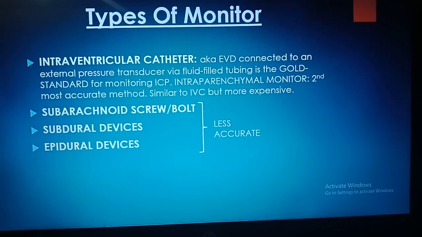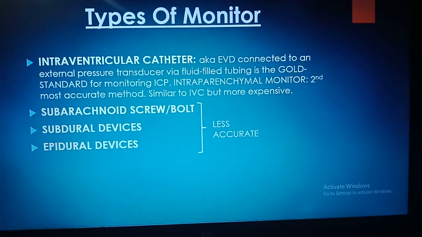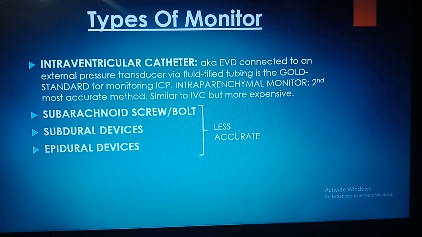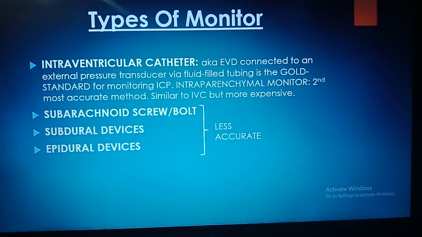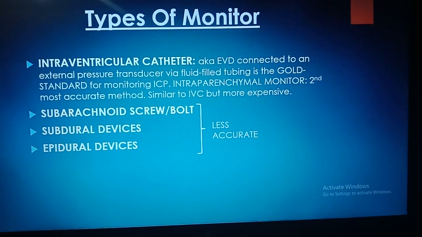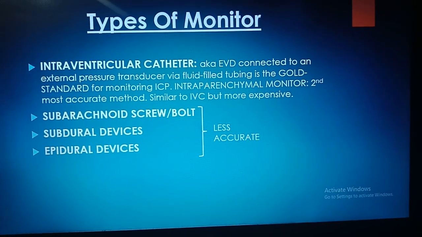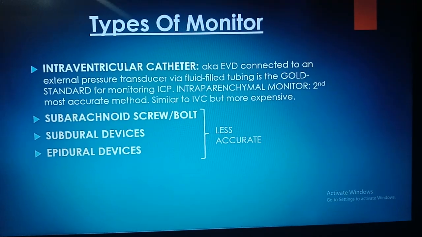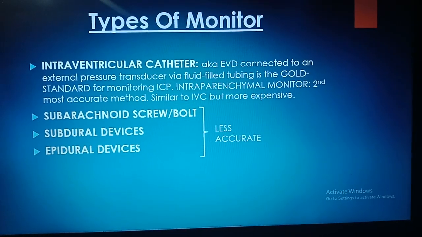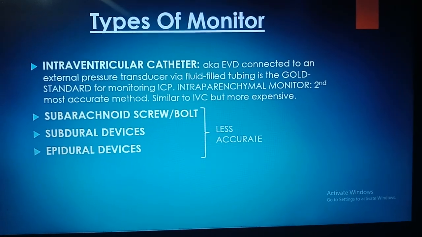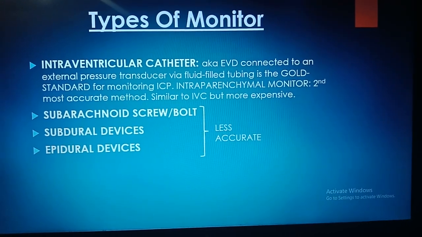Now, there are a few types of monitor, and we all need to understand that the best amongst them is the intraventricular catheter. The intraventricular catheter is also called an external ventricular drain, the EVD. It's connected to the external pressure transducer via fluid-filled tubing, and it's the gold standard for monitoring the ICP. The intraparenchymal monitor is the second most accurate method. It's similar to IVC, but it's more expensive. So overall, when it comes to types of monitor, the IVC is the best choice. The other types can be subarachnoid screw or bolt, the subdural devices and epidural devices, but they are less accurate.